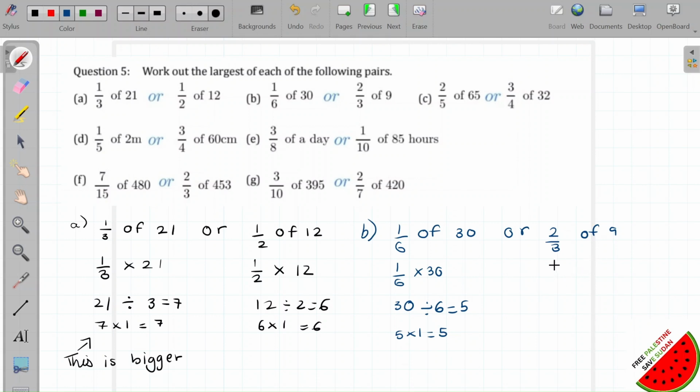Okay, 2/3 of 9. So 9 divided by 3 is 3. And then 3 times the numerator, which is 2, is 6. So clearly this is bigger. So we just point at it. And I'm going to erase this and just do C here.